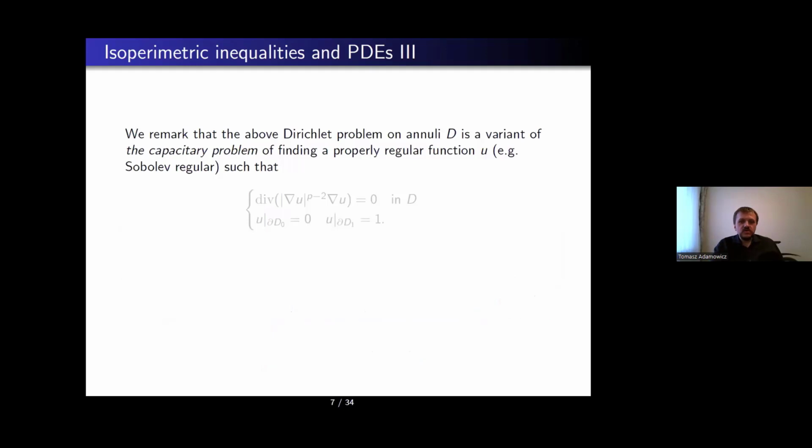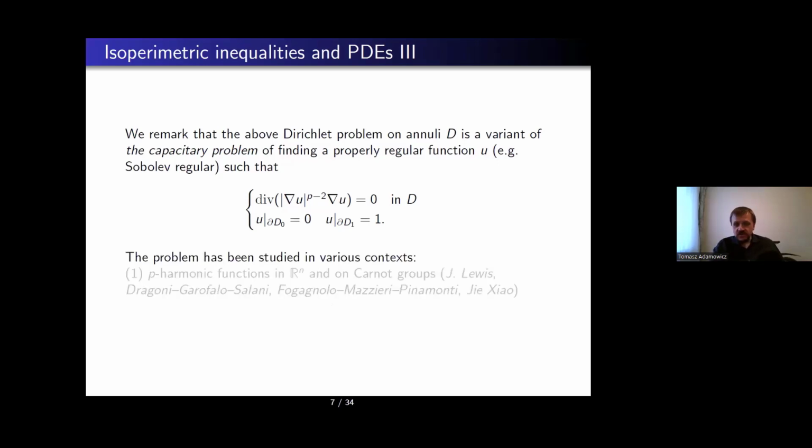And let me also remark at this point that the problem that we consider, this Dirichlet problem with constant boundary data on an annulus, is a variant of the capacitary problem of finding a properly regular function, usually in an appropriate Sobolev space, such that the p-harmonic equation or more general elliptic operators can be solved in the annulus subject to constant boundary data. And this problem has been studied in various contexts.